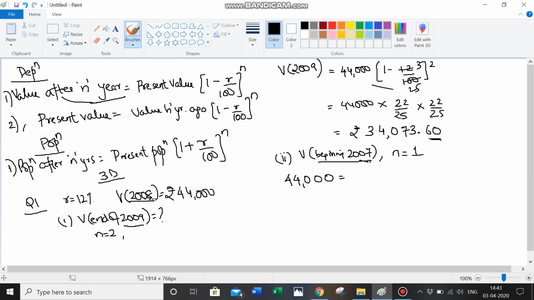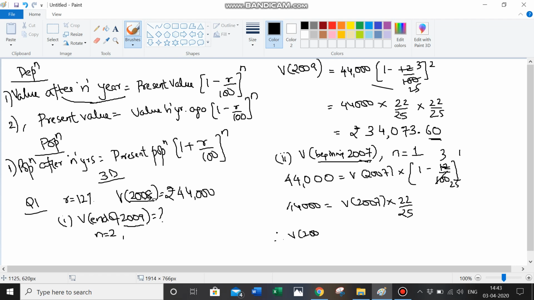So 44,000 is equal to value n years back, which is value 2007, multiplied with (1 minus 12 upon 100) raised to the power n. In this case, n is 1. So 44,000 is equal to value of 2007 multiplied by (25 minus 3 is 22 upon 25). Therefore, now we cross multiply. So value of 2007 would have been 44,000 into 22 upon 25.